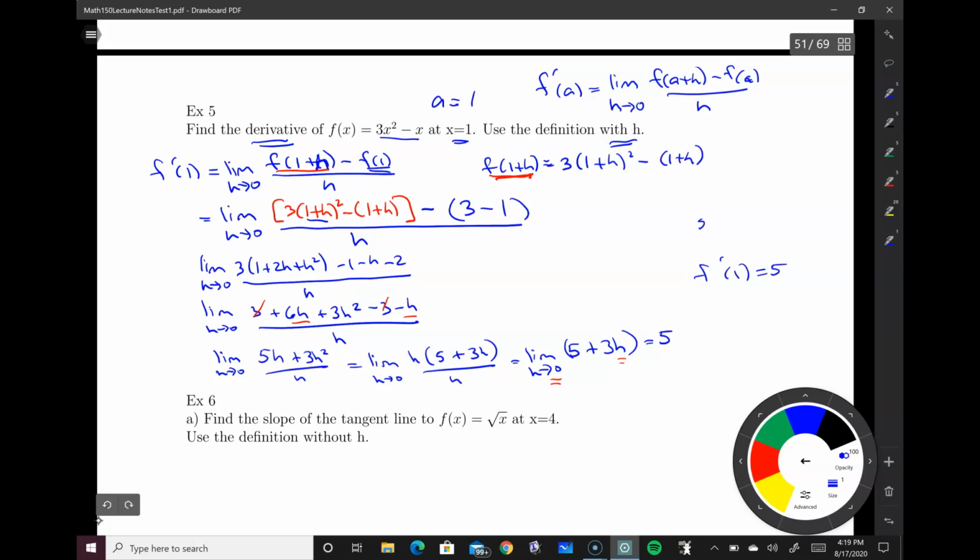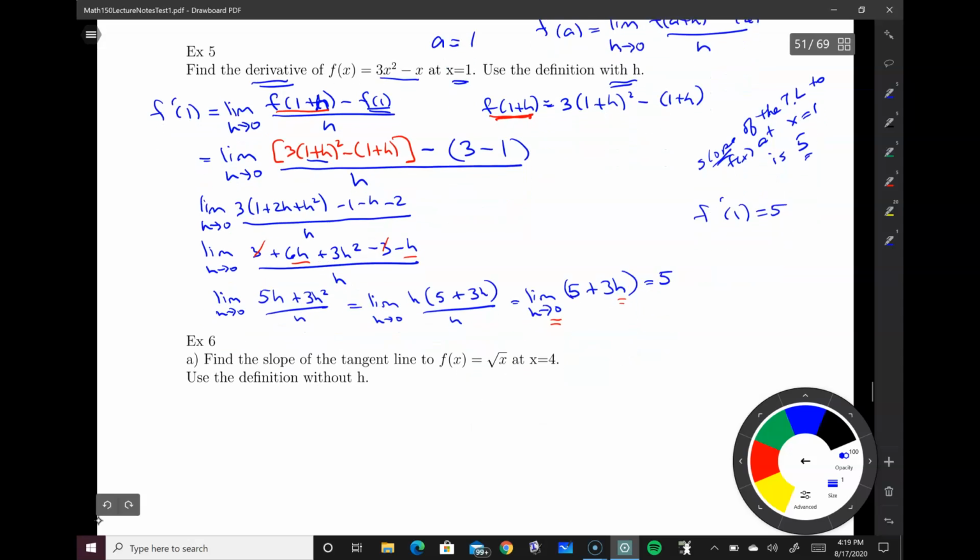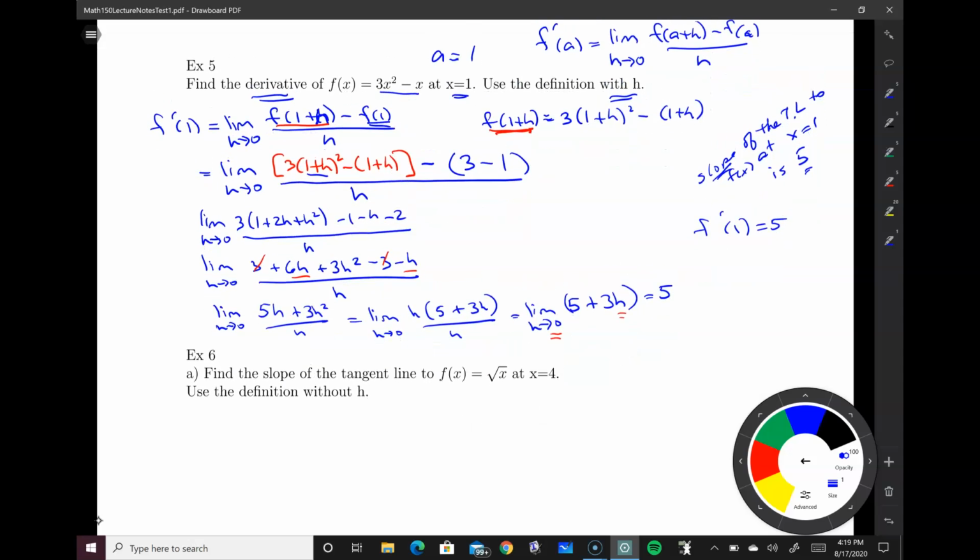So what this means is the slope of the tangent line to f of x at x equal 1 is 5. The slope is 5. So it's like saying m, right? The slope is 5. Okay.